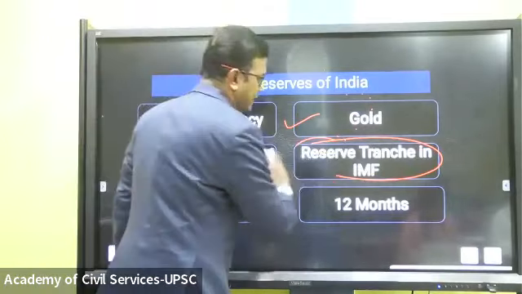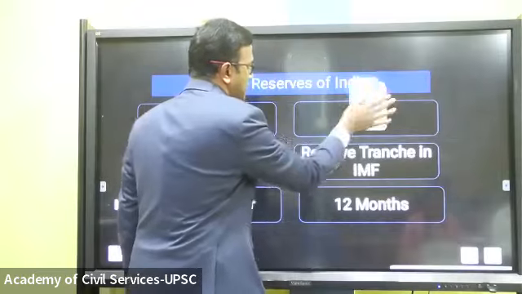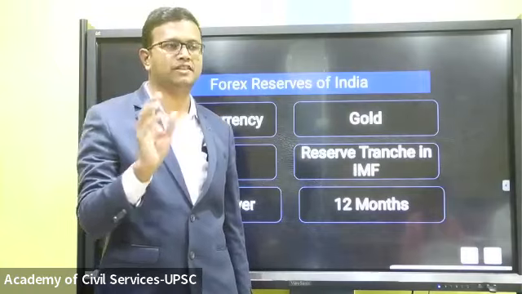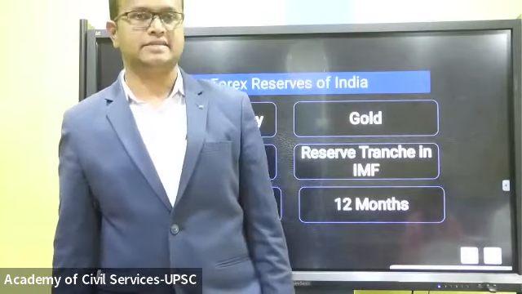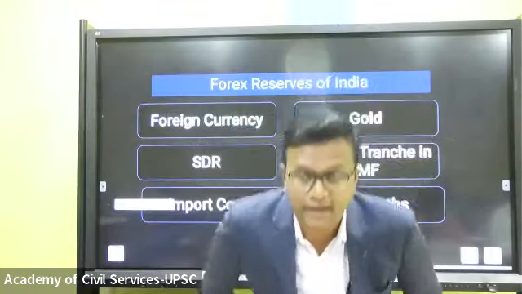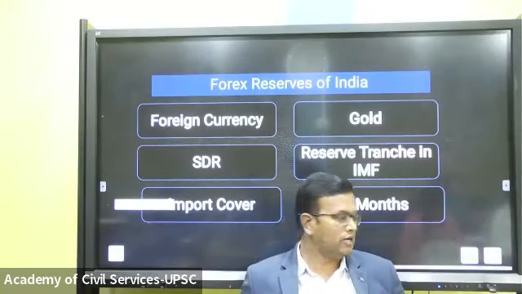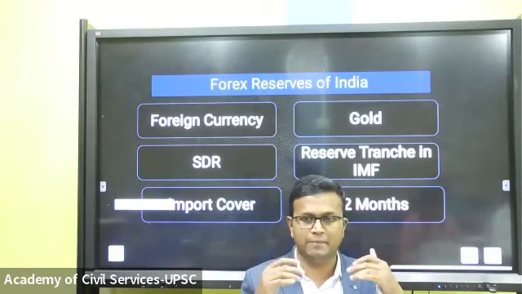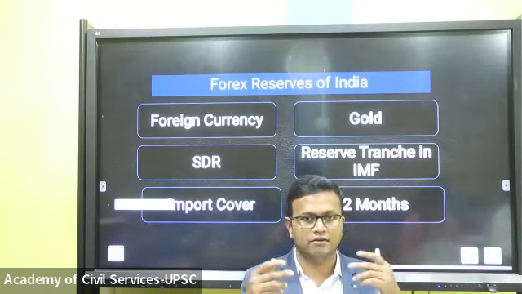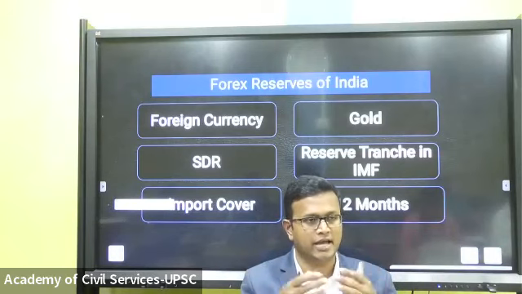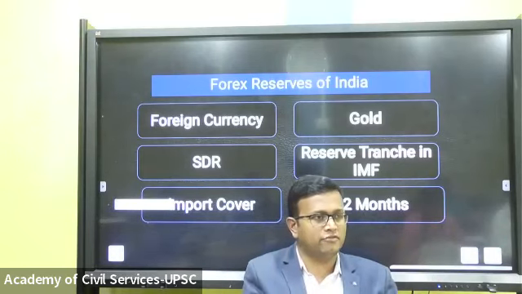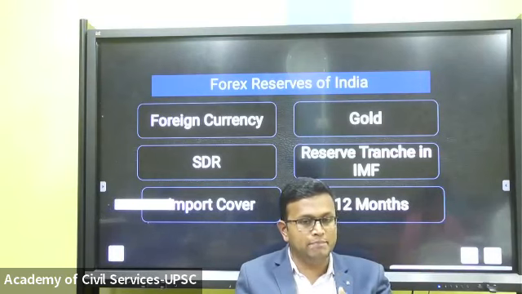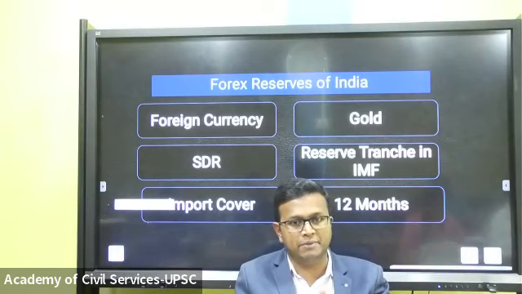We have a calculation that the amount of money kept as a reserve will be sufficient for the import bill of India for how many months? There is a concept called import cover. Import cover means the total amount kept by RBI as a reserve, maybe in the form of gold, SDR, foreign currency, and reserve tranche in IMF, or the entire reserve of the Reserve Bank of India. How many months' import bill of the government of India can be paid with that money?